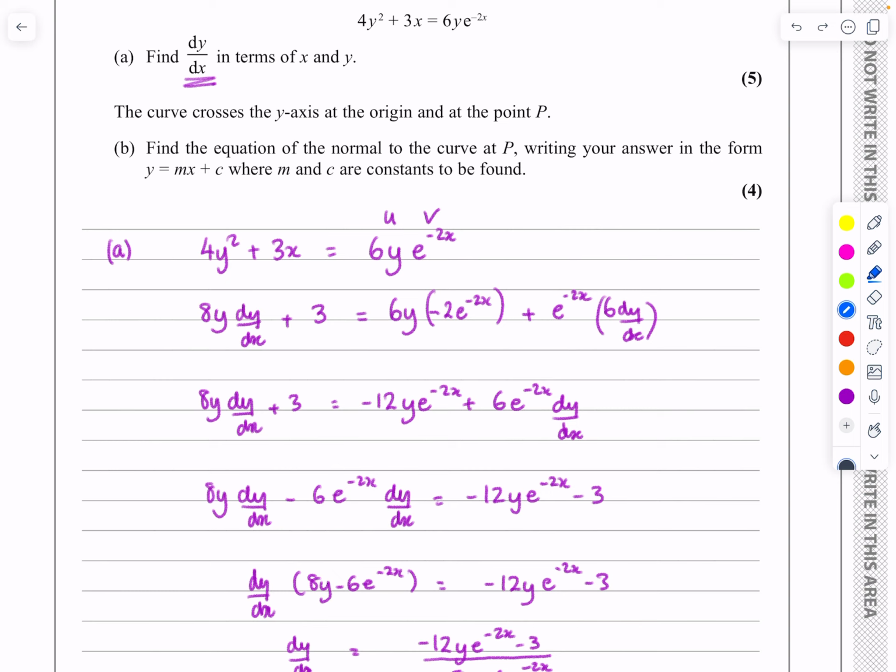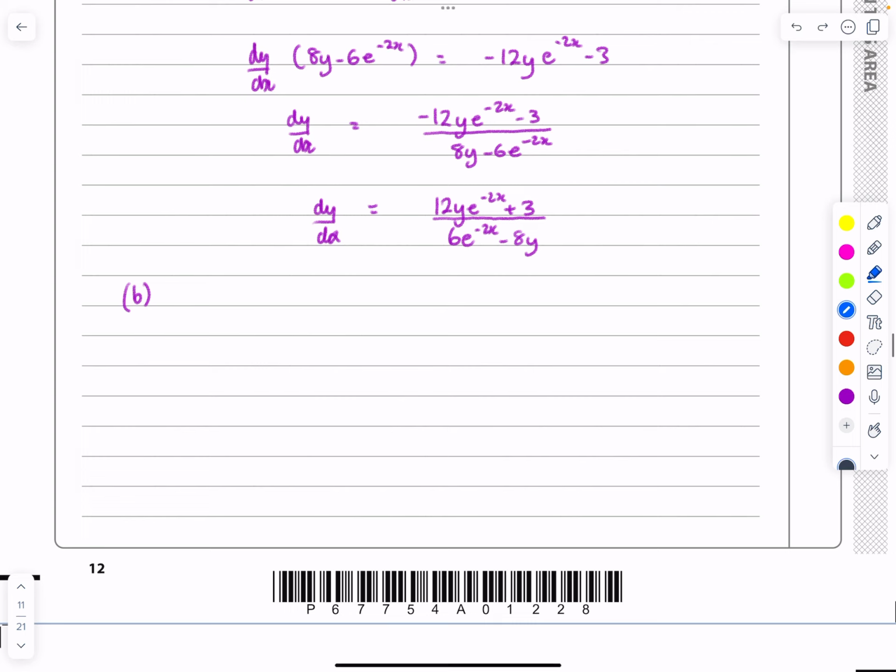It says find the equation of the normal at a particular point. Okay, so if I want to find the equation of the normal at a point, what I need is x1, y1, and m. Remember, my equation of a normal and equation of a tangent are both the same because they're an equation of a straight line. So in this case, I'm going to say equation of a normal: y minus y1 equals m(x minus x1). What I've got to do is work out m, which is the gradient. For the normal, it's minus 1 over the gradient. I need to find x1 and I need to find y1.